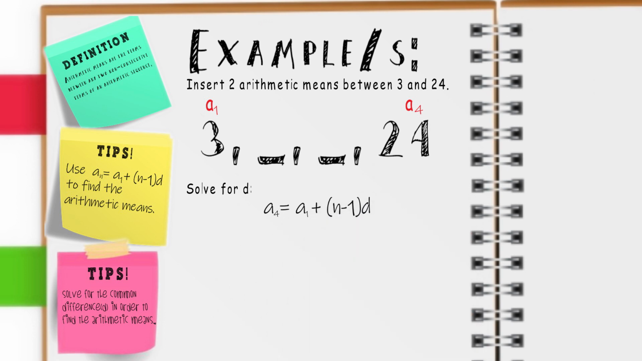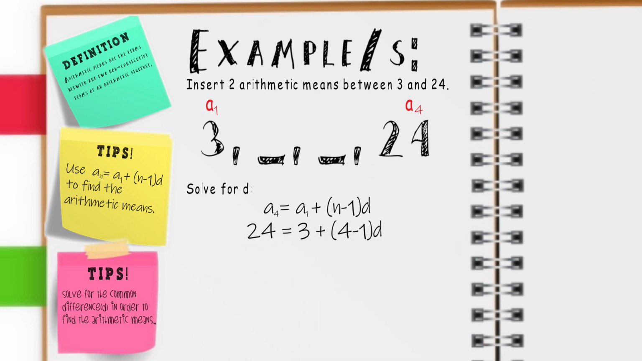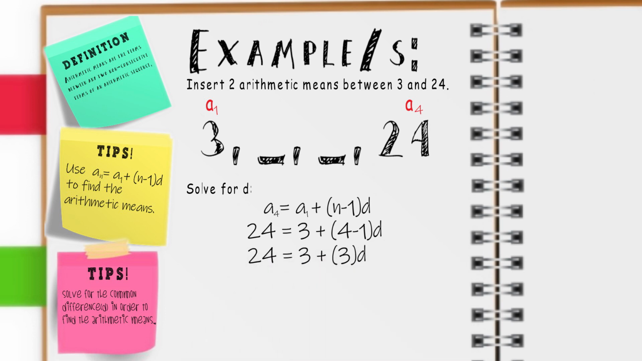Now we have a sub 4 is equal to a sub 1 plus the quantity of n minus 1 times our common difference, and let us substitute. We have 24 as our a sub 4 is equal to 3, which is the first term, plus 4 minus 1 times the common difference. Then let's apply the indicated operation. So 4 minus 1, that would be 3.